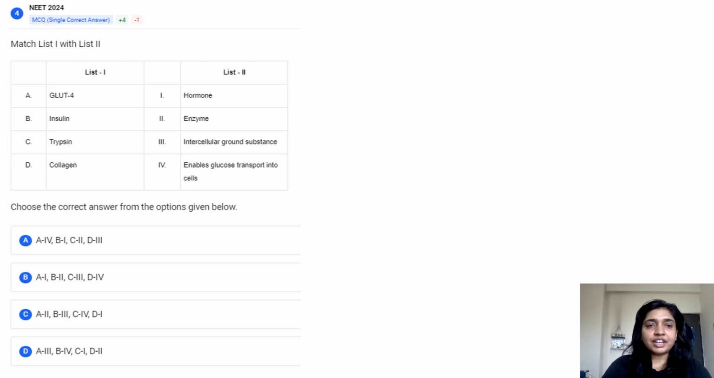Then we have to match the list. GLUT4 enables glucose transport into cells. Trypsin is an enzyme. Insulin is a hormone, and collagen is your intercellular ground substance. So upon matching, A will go with 4. Just upon matching the first option I could have gotten the answer.